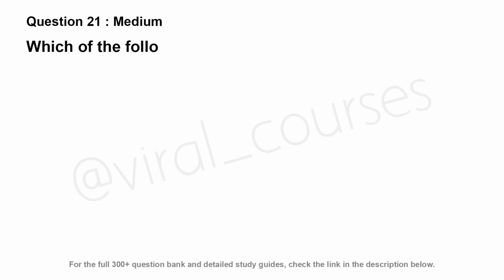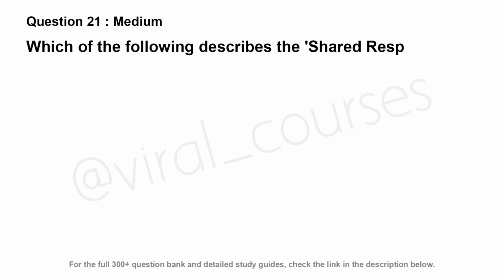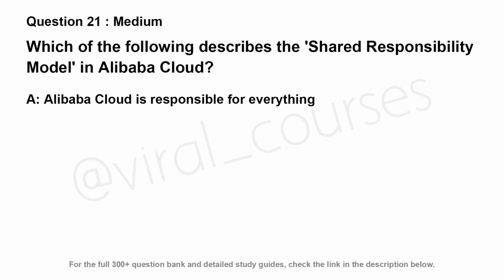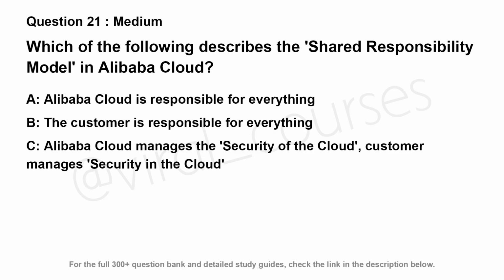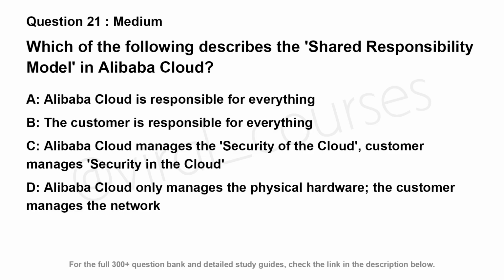Which of the following describes the shared responsibility model in Alibaba Cloud? Option A, Alibaba Cloud is responsible for everything. Option B, the customer is responsible for everything. Option C, Alibaba Cloud manages the security of the cloud. Customer manages security in the cloud. Option D, Alibaba Cloud only manages the physical hardware. The customer manages the network.